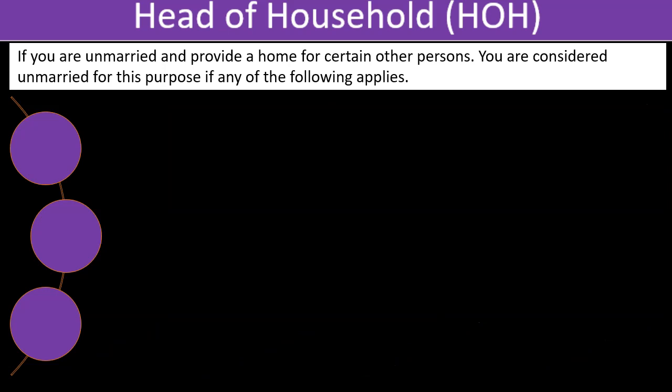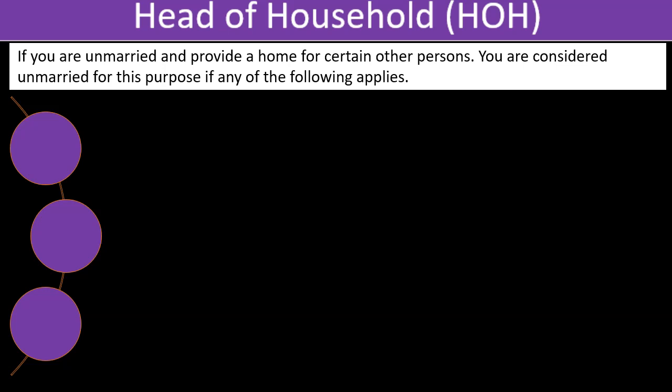Next, we have the head of household, HOH. Now, this would be compared to a single status typically. So if someone is unmarried, the question usually will be, are they single? Or if they can be, we would like them to be head of household because that would be beneficial. If you are unmarried and provide a home for certain other persons, so that's going to be the key. You provide a home for certain other persons. So if you're talking about someone who is providing a home for somebody else, that's typically what's going to trigger in your mind, oh, that might qualify for head of household status instead of single.